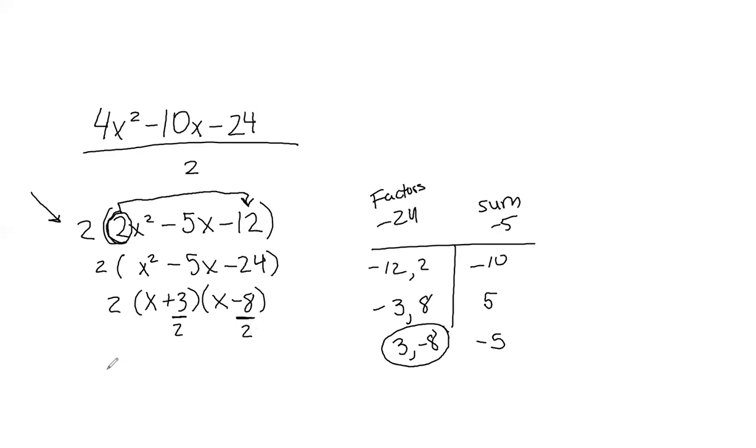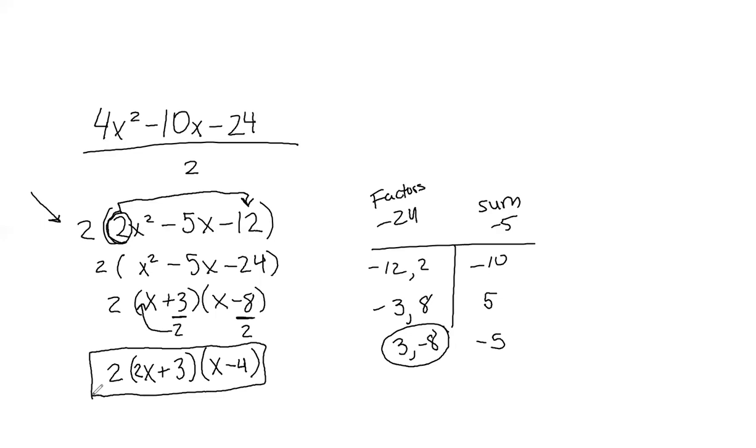Then I simplify those fractions as much as I can. Let's see, 3 halves doesn't simplify at all. So I'm just going to move that denominator out in front of x, 2x plus 3. And negative 8 over 2 is just negative 4. So there we go, all done. There's the factored form of 4x squared minus 10x minus 24. Let's do one more example. How about this one?